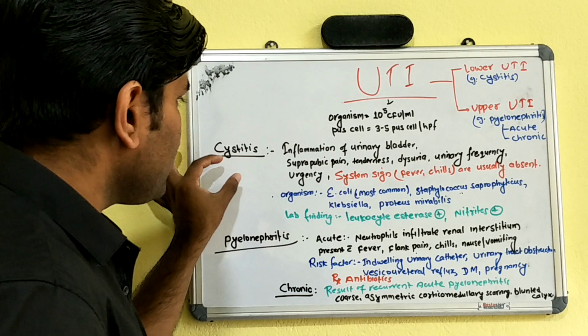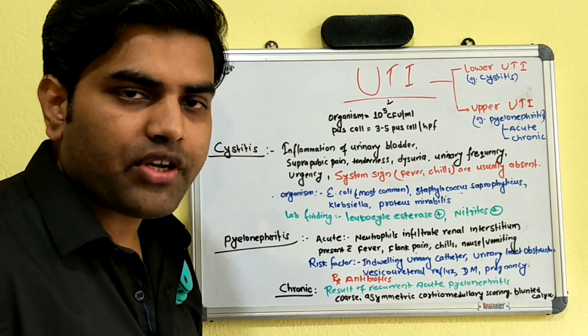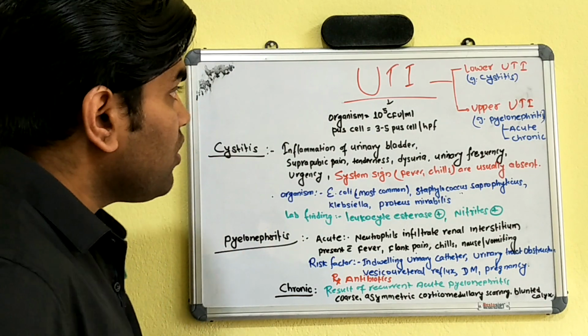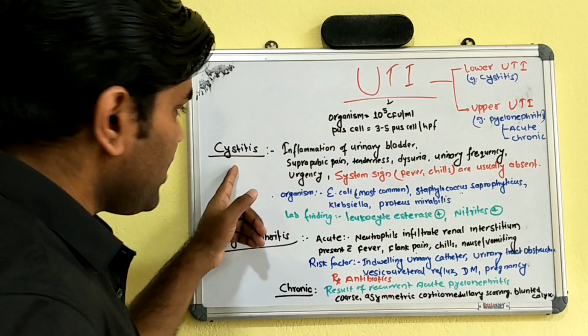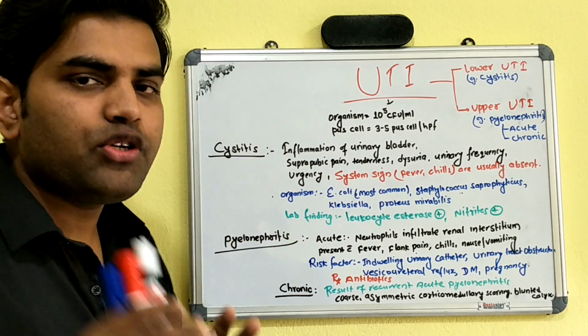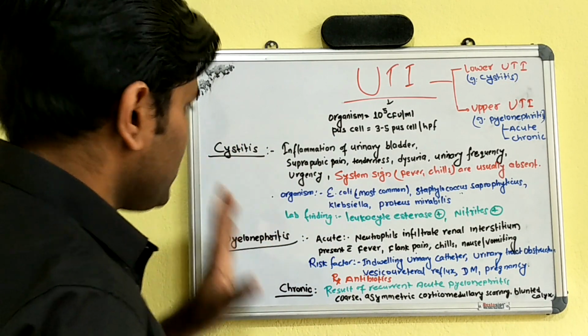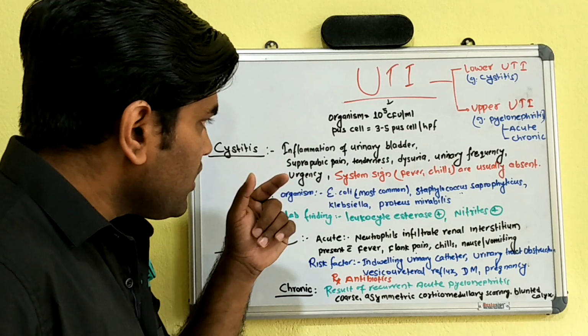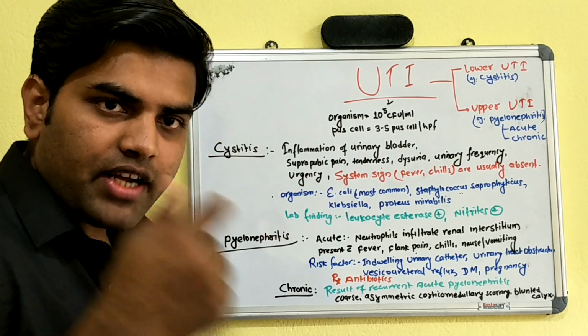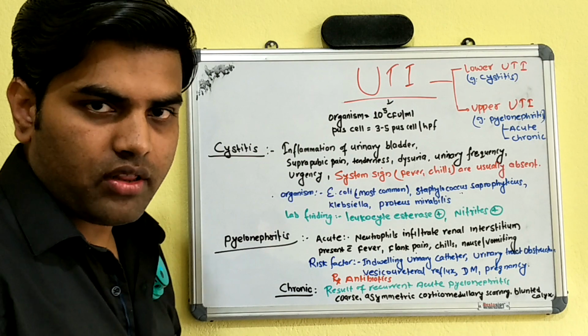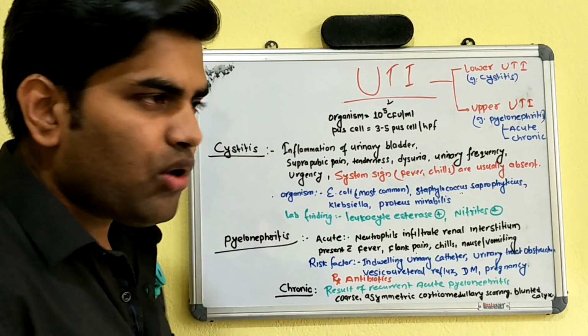Now comes to cystitis. We are talking about the lower urinary tract infection, and that is cystitis. Cystitis is inflammation of the urinary bladder, that is, inflammation of the urinary bladder wall. That is simply cystitis. Okay, how is the presentation?